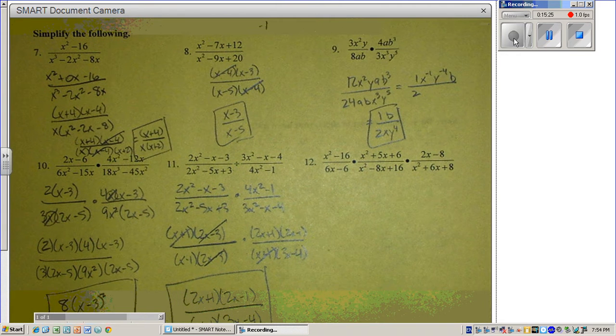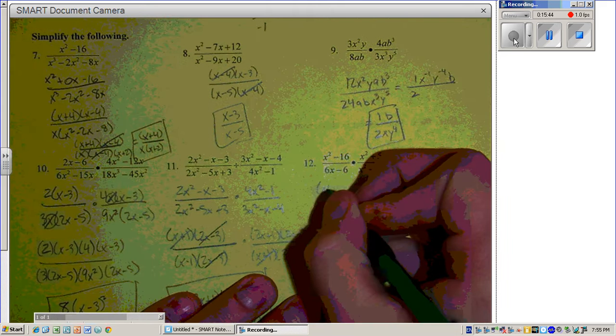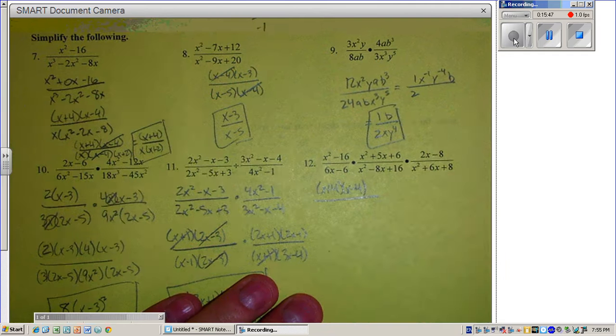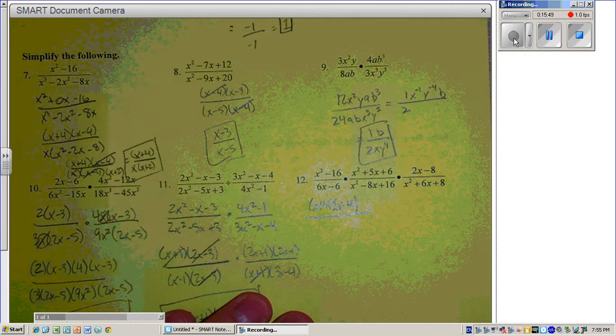Now last but not least is number 12. Now there are three different expressions being multiplied by each other. We don't have to switch any terms because it's not division, but we do need to factor all of them. So the first one, x squared minus 16. I need two numbers that multiply to negative 16 and add to 0. So I get x plus 4 times the quantity x minus 4. In that denominator, I'm going to take out a GCF. So I take out a 6, and I'm left with x minus 1.